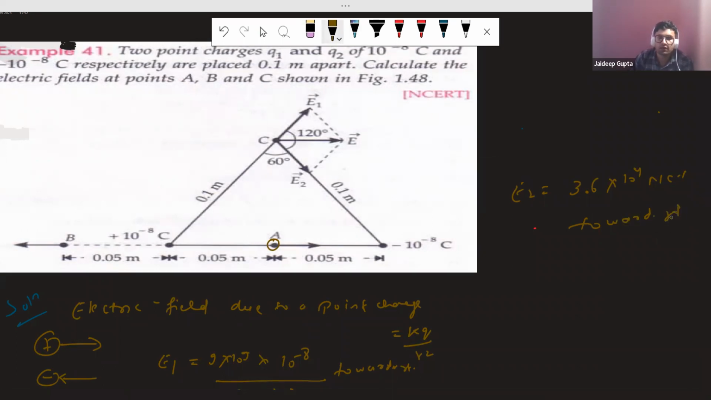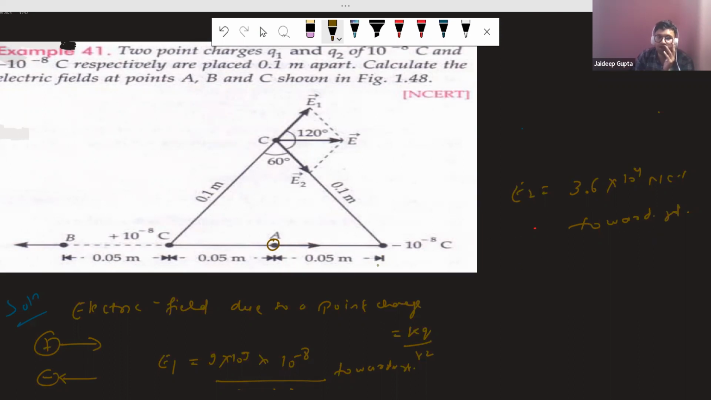I repeat, the electric field due to a point charge formula we have to apply. First of all, we calculate due to the positive charge. The direction will be towards right because, as I told you, due to a positive charge the electric field is away from it and due to a negative charge towards it. Now we have to calculate the electric field at point A. Due to this negative charge, the direction will be towards the negative charge, which means again towards right.